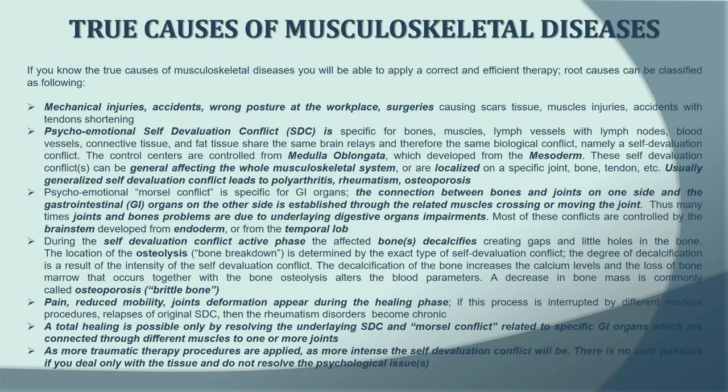lobe. During the self-devaluation conflict active phase, the affected bone decalcifies, creating gaps and little holes in the bone. The location of the osteolysis, which is a bone breakdown, is determined by the exact type of the self-devaluation conflict, and the degree of decalcification is a result of the intensity of the self-devaluation conflict. The decalcification of the bone increases the calcium levels, and the loss of bone marrow that occurs together with the bone osteolysis alters the blood parameters.